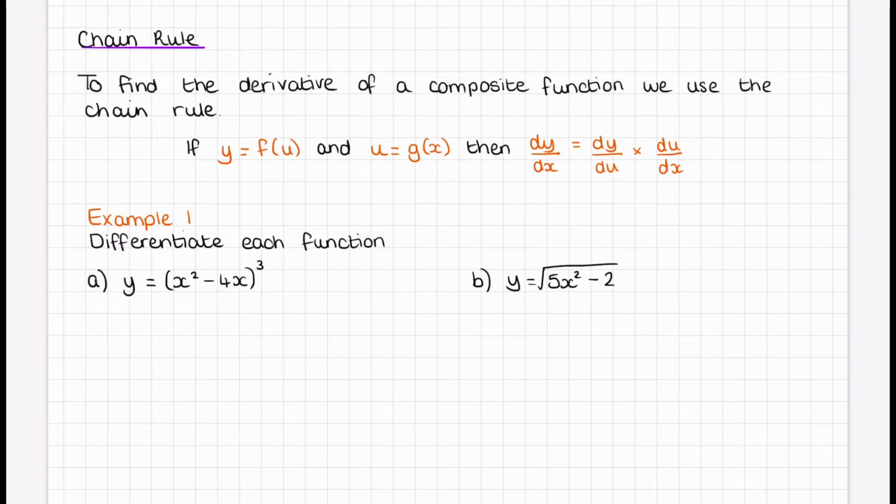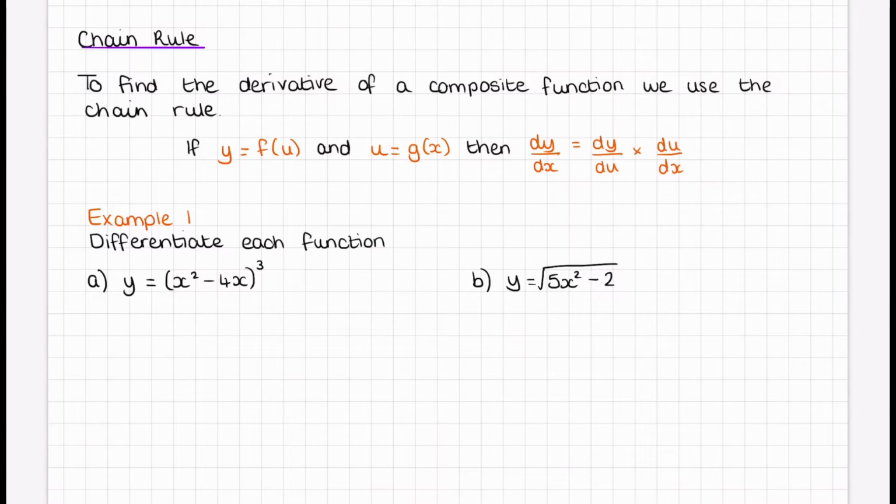Now the chain rule is: if we have y equals a function of u, and that u equals a function of x, then dy/dx, the derivative, equals the derivative of y with respect to u times the derivative of u with respect to x. Right now that seems a bit confusing, but once we do examples, you'll see how it works.